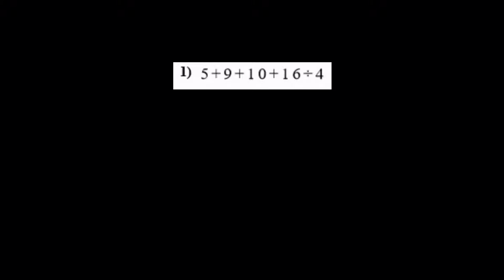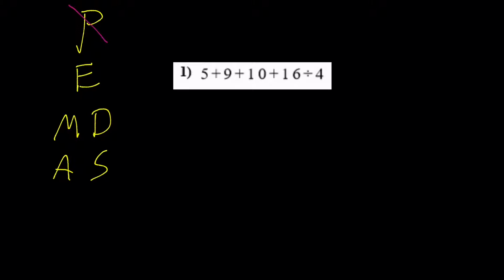In this problem we have 5 plus 9 plus 10 plus 16 divided by 4. Remember our order of operations is parentheses, exponents, multiplication or division from left to right, addition or subtraction from left to right. As we look through our problem here, do we see any parentheses surrounding numbers? No, we don't, so we know that we're not going to use parentheses this time. Now, do we see any exponents? Do any of our numbers have a little number up in their corner? The answer once again is no. So we do not have any exponents.